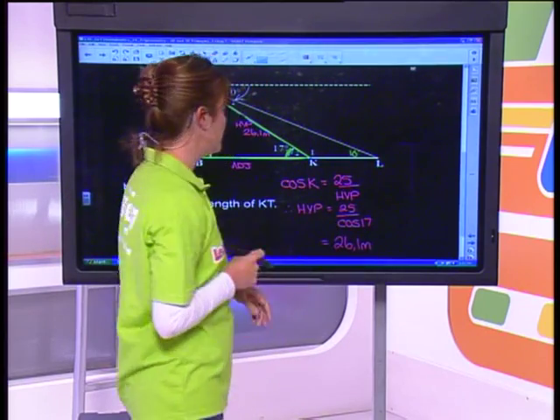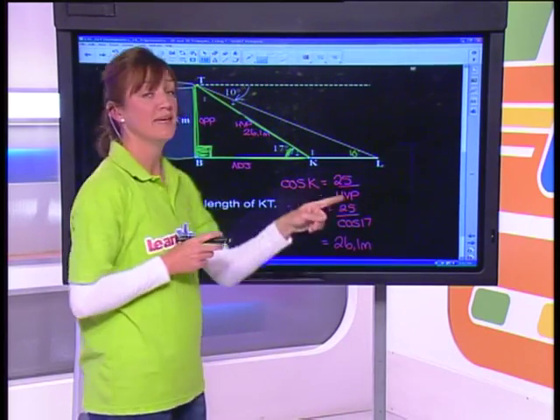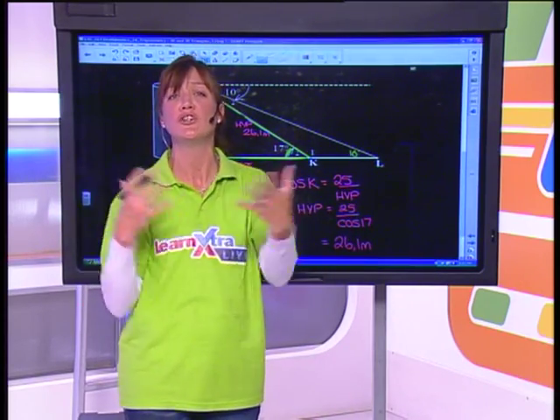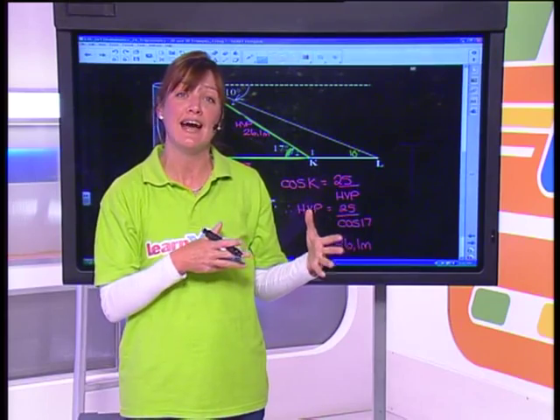Guys, I know you all went there, you worked it out, and you've got 26.1 as the distance from K to T. So it's the process you need to go through. You need to look at the question. You need to assess, what do you have? What are you looking for? Which triangle has got more information in it? Because that's going to guide you as to which triangle you need to actually be working in.